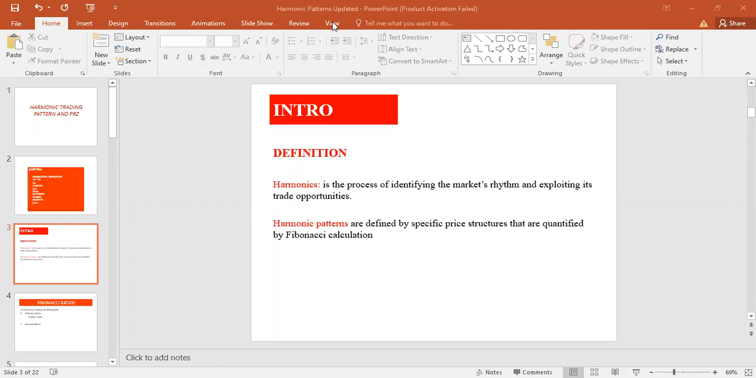So when we get here, we say that harmonics, that is why it is a harmony. This has to connect with this. So we call it harmonic pattern: a process of identifying the market's rhythm and exploiting its trade opportunities. Harmonic patterns are defined by specific price structures that are quantified by Fibonacci calculations. Yes, this is the scientific definition.